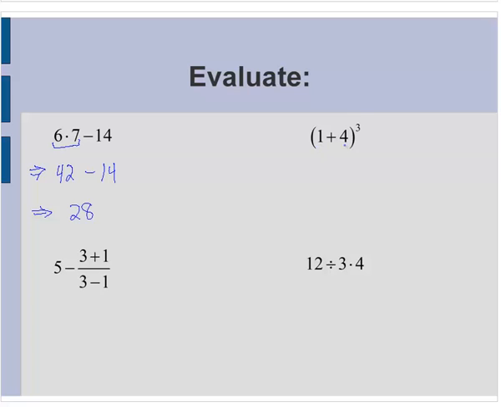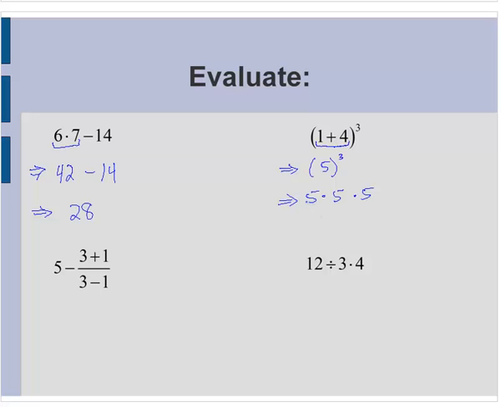Quantity 1 plus 4 raised to the 3rd power. We have a grouping symbol, so we would evaluate within the grouping symbol first. There's only one operation within the grouping, so we would just complete that operation. So this would give us 5 to the 3rd power, and then continuing, this means 5 times 5 times 5, right? Because 5 cubed has a base of 5, exponent of 3.